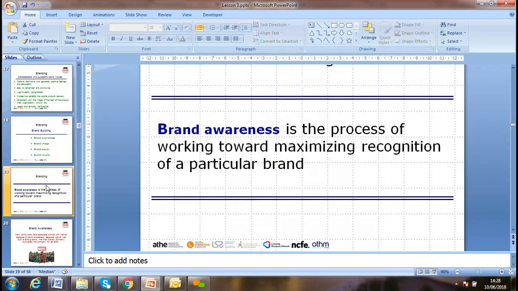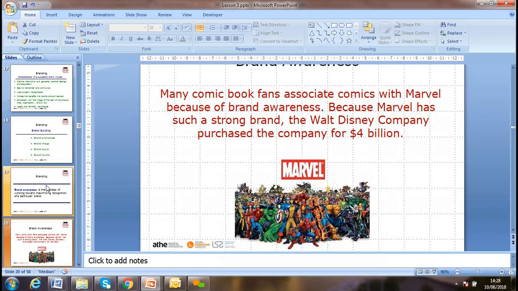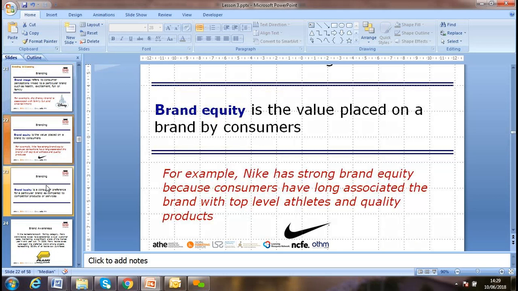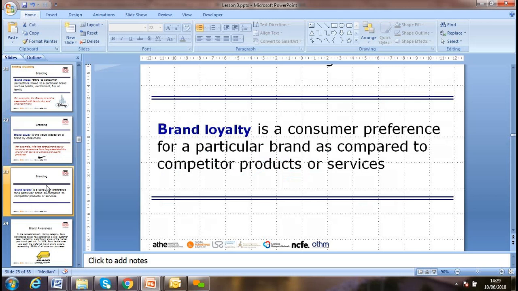Brand awareness is the process of working towards maximizing recognition of a particular brand, like Marvel and various other Disney brands. Brand image refers to the consumer perception linked to a particular brand, such as health, excitement, fun, or family. Disney is an example of a brand associated with family fun and entertainment. Brand equity is the value placed on the brand by the consumer, like Nike. Brand loyalty is the consumer preference for a particular brand compared to the competitor's product.